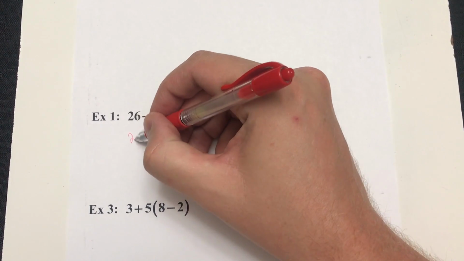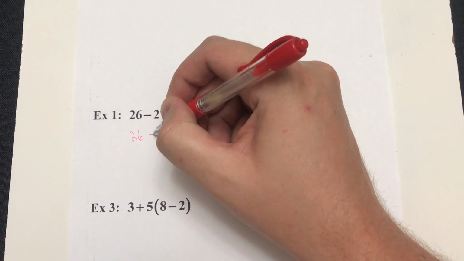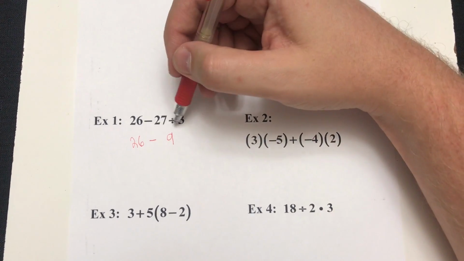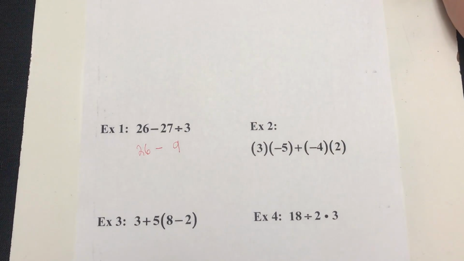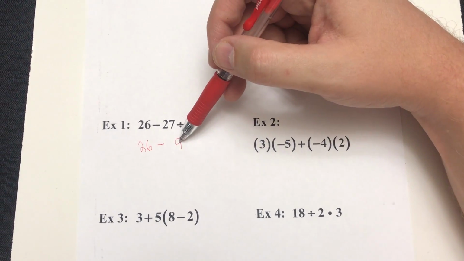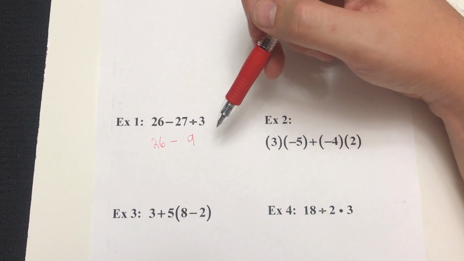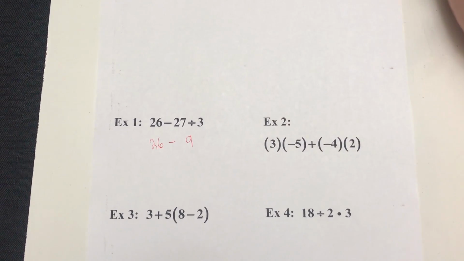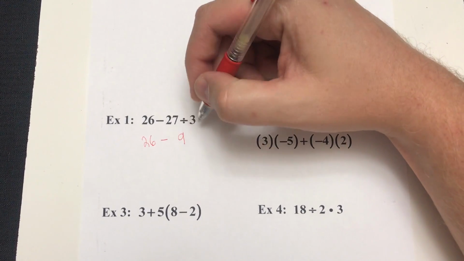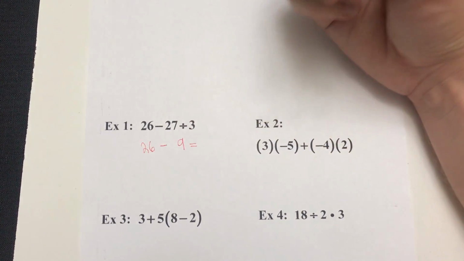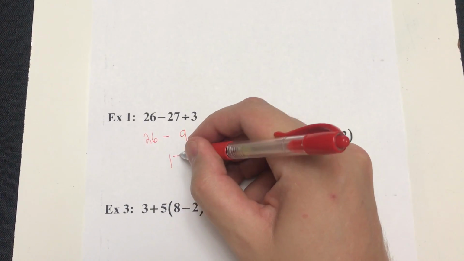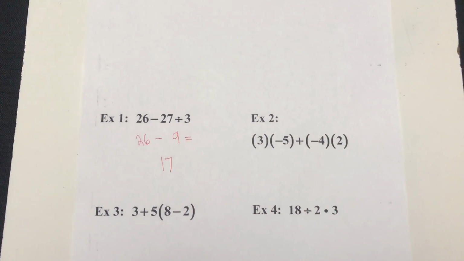We write down 26 and the subtraction symbol because all we've done is evaluate the first of our operations. Now that we have that division and there's no multiplication, we can proceed to the last step, which is subtraction and addition. The only one we have here is subtraction. 26 subtract 9 is 17. And we have completed that problem.